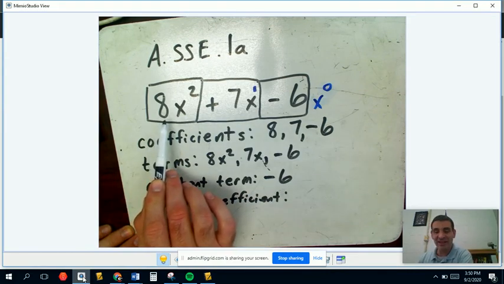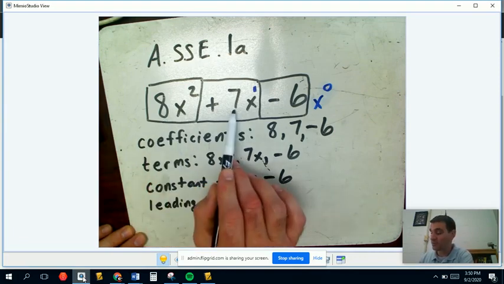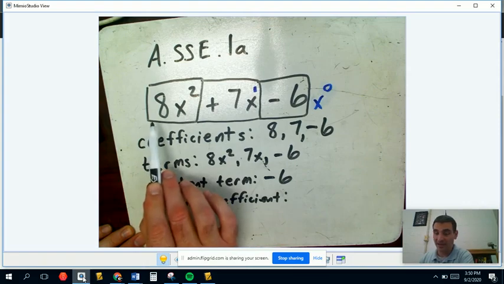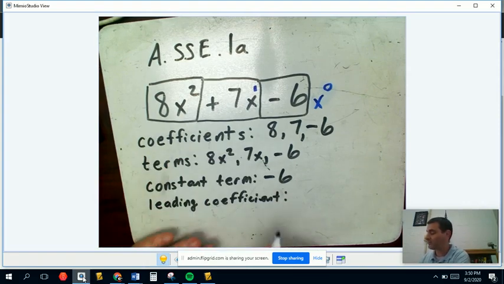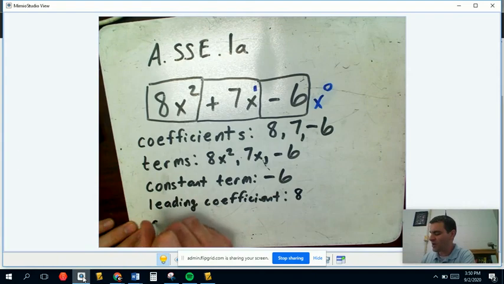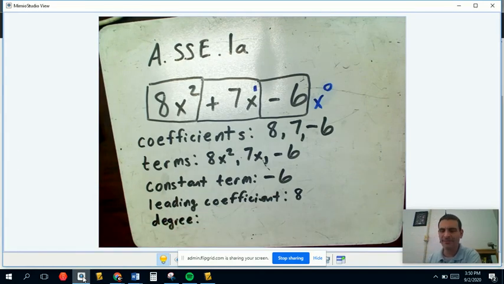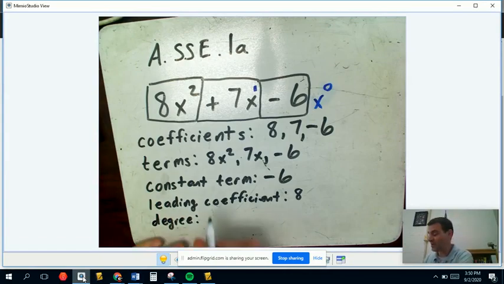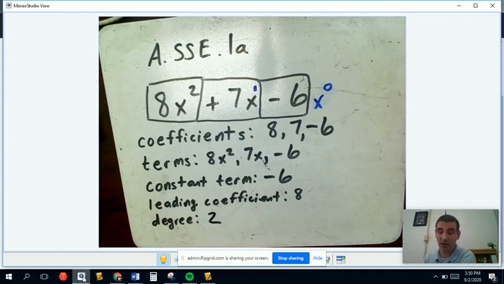It's important to note that the leading coefficient is not necessarily the largest coefficient. For example, if this were 9, 8 would still be the leading coefficient. It's the one in front of the highest power. So in this case, it's 8. You will hear degree as well. Degree is a little tricky. Most polynomials have only one variable. And if that's the case, the degree is simply the highest exponent you see, so 2. And if there's more than one variable, you actually have to add them up. And we're not going to worry about that for this video.